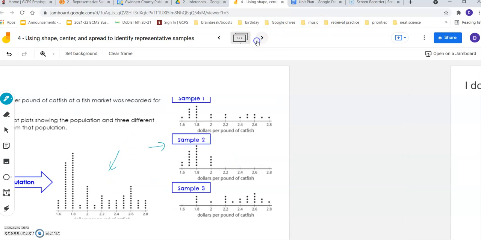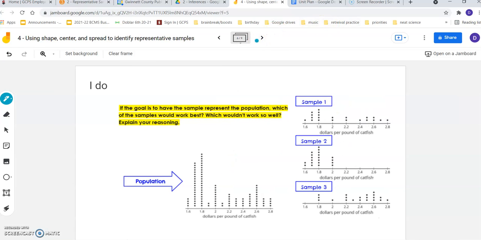So I'm going to slide over a new question. So here it is. So if the goal is to have the sample represent the population, which of these, this one or this one, would best work? Which sample does it look like represents all 100 weeks the best? They each have, it looks to me like maybe about 20 weeks instead of the whole 100. That makes them a sample.